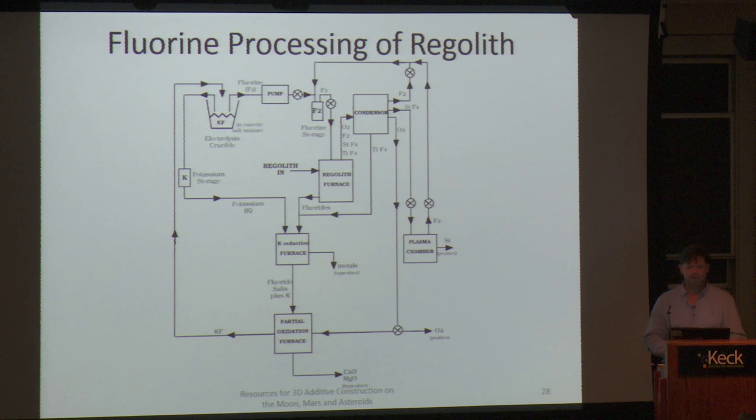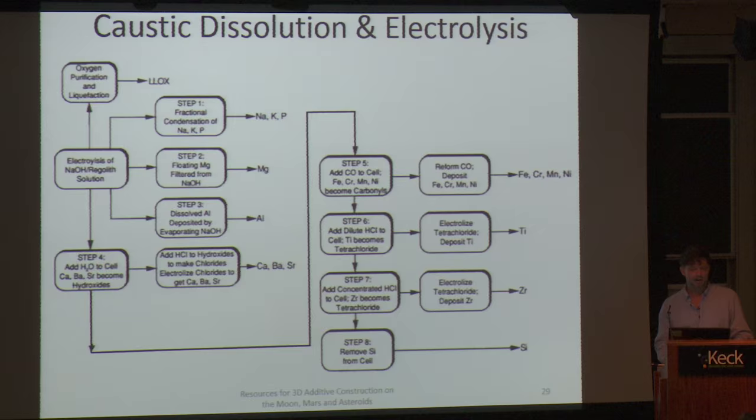Fluorine processing is another alternative. There was a good paper written by Jeff Landis at the Glenn Research Center more recently than the diagram here. Using fluorine and potassium salts, you reduce the melting point of the regolith, and the salt chemistry helps you to separate the different minerals. Caustic dissolution and electrolysis is another method, using sodium hydroxide to help melt the regolith and separate out the different elements. And this one looks like we may actually separate the iron and the aluminum from each other, but this is just a concept. It's never been developed beyond TRL 2 at this point.